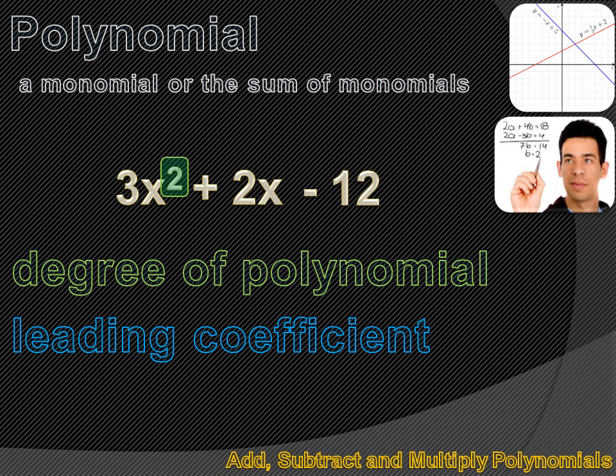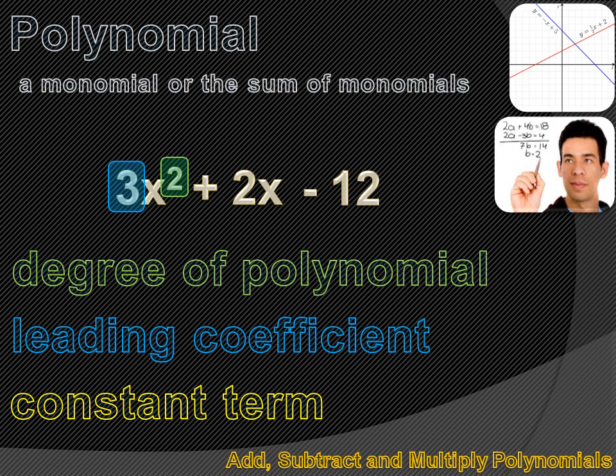What's the leading coefficient? Well, it's traditional to line up a polynomial so that the term with the highest power is all the way to the left. And then as we move to the right, the powers of the terms decrease. So, in this case, I've got my highest powered term on the left side, 3x squared. And the coefficient of 3x squared is the leading coefficient.